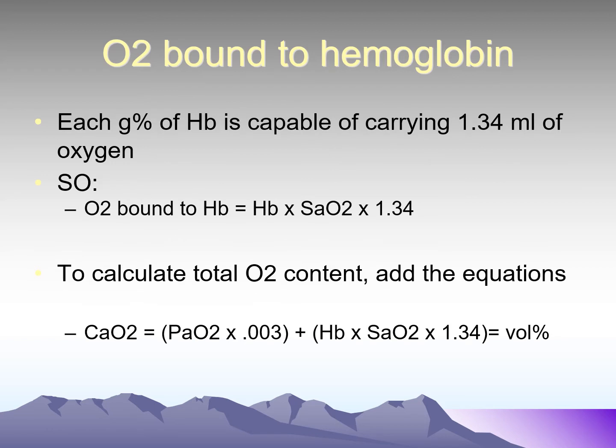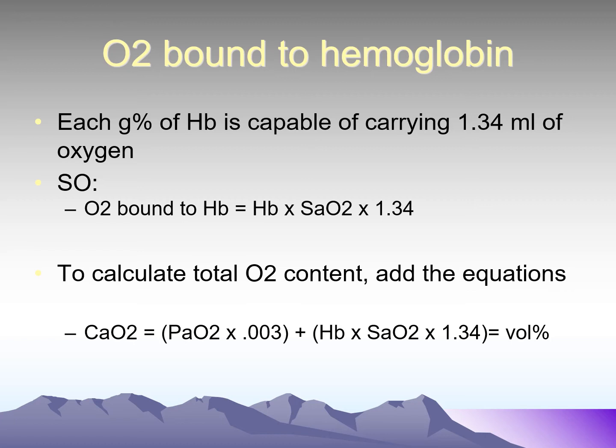Alright, so for the oxygen bound to the hemoglobin, each gram percent of hemoglobin is capable of carrying 1.34 mils of oxygen. That's why we take the hemoglobin number times your SaO2, which should be in decimal format. So for example, if it's 90%, you're going to use 0.9 when you do your math, and then multiply that by the 1.34.